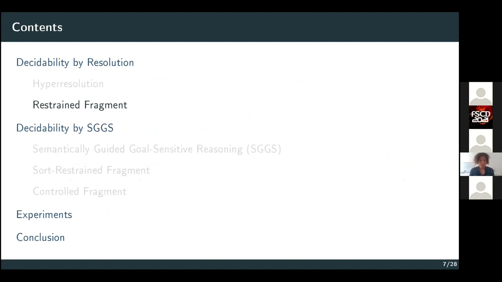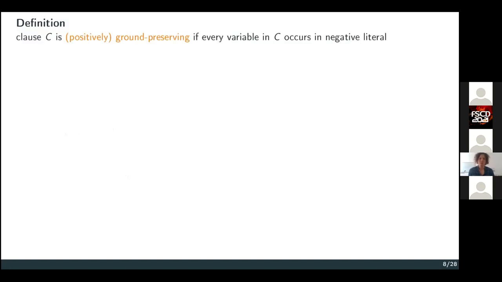So much about hyperresolution. Let me explain the restraint fragment. For this, we need one definition that's already known. We call a clause C positively ground preserving if every variable in C occurs in a negative literal. For instance, if we look at this clause from the binary counter problem, then there are two variables, x and y, and both occur in the negative literal, so this clause is fine. On the other hand, if we have a clause like this, then we have three variables, x, y, and z, but z does not occur in any negative literal, so the clause is not positively ground-preserving.